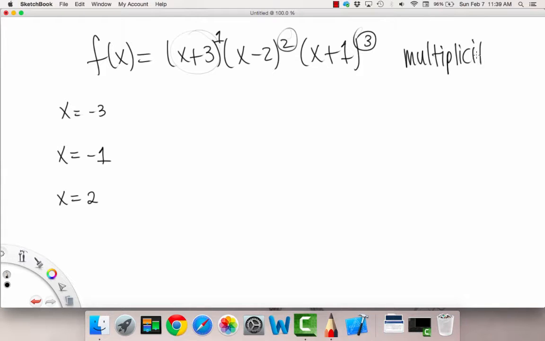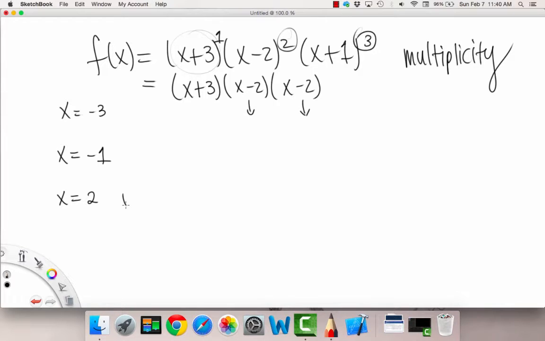Multiplicity. That term, in a general sense, just means how many times that root occurs. Because, for example, if we were to write this all out without the powers and making them all 1, we would get x plus 3 times x minus 2 squared. If we actually write that out, we get x minus 2, right? So we can see that the root of 2 occurs twice, so it has a multiplicity of 2.